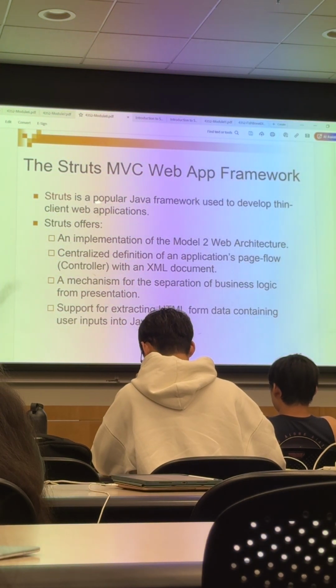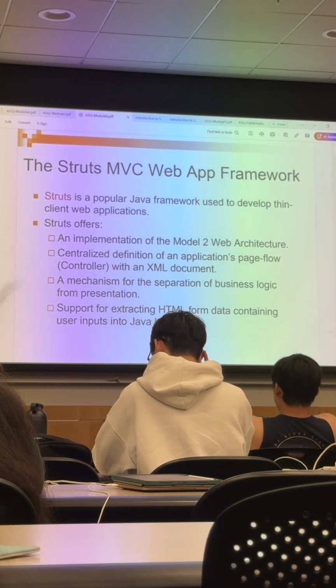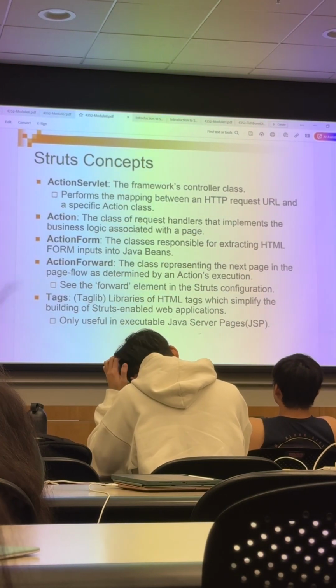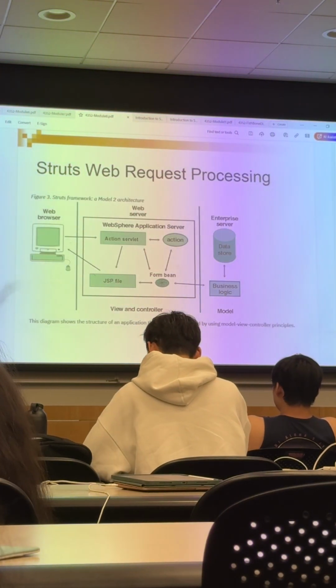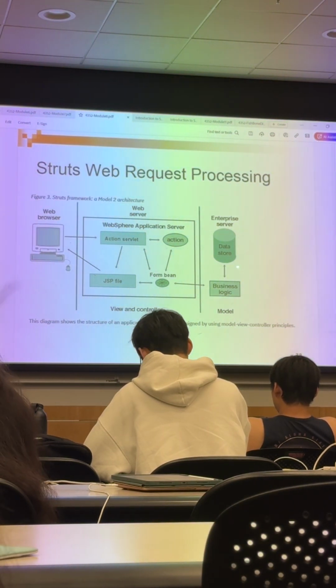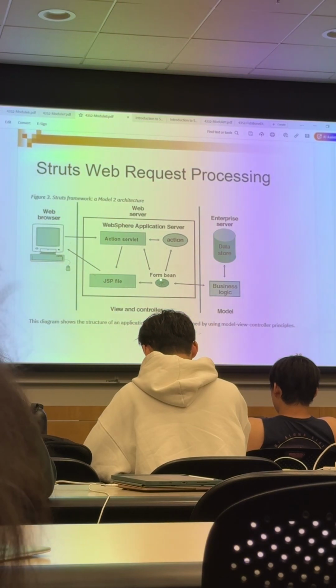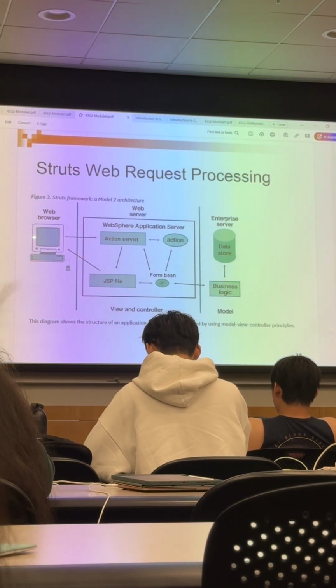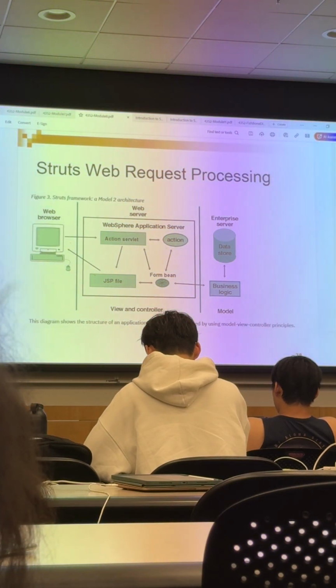And what is Struts? Struts uses the Model 2 web application architecture, and you can see all the different concepts, but mainly the web browser input goes to this action servlet. This action servlet spawns actions. These actions then generate a form bean which gets the business logic. Through this business logic, the data store gets the data and then communicates it back to the JSP file. The JSP file then talks back to the browser and gives the information. So it's Model 2 web application architecture.